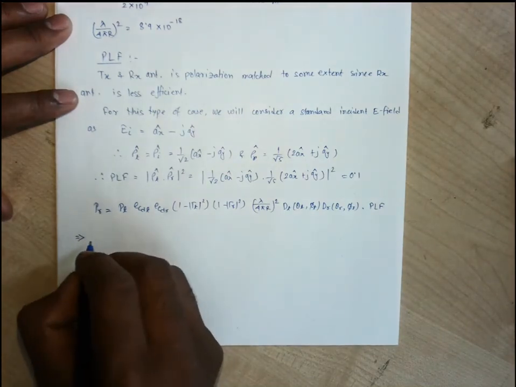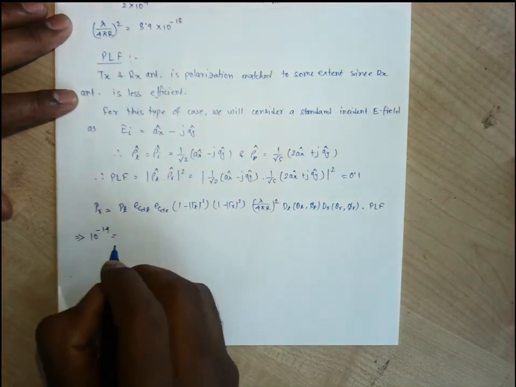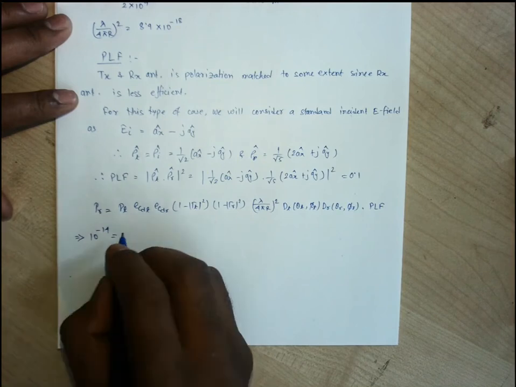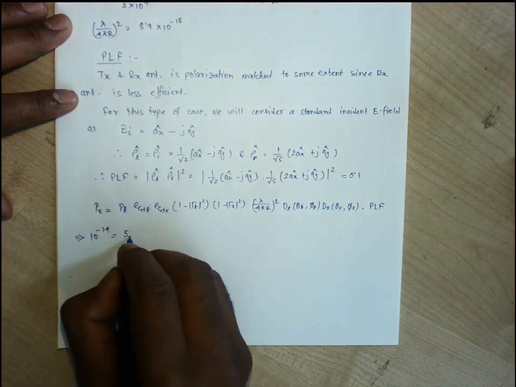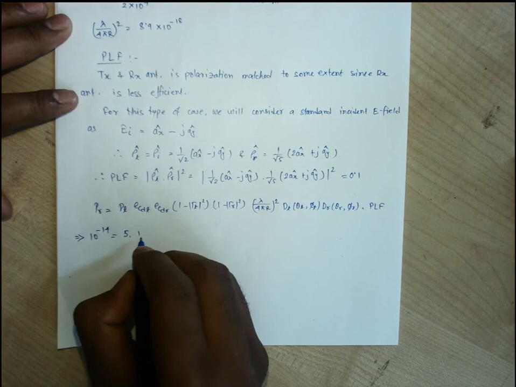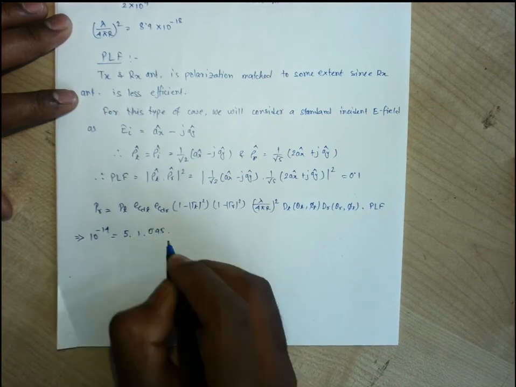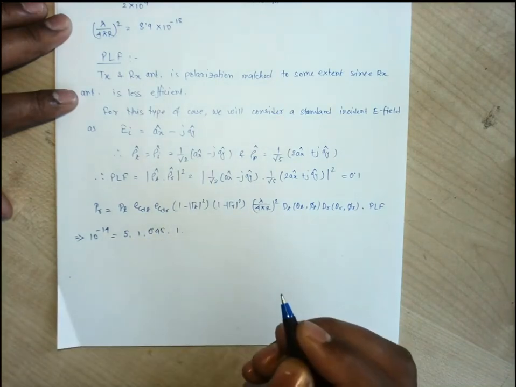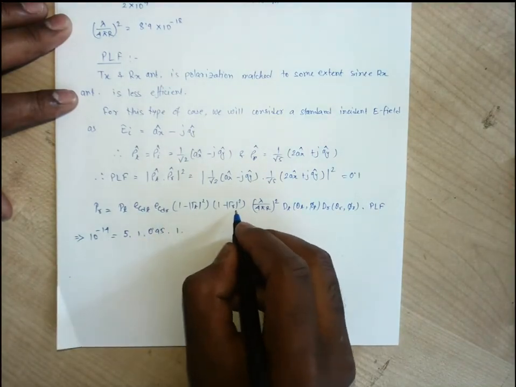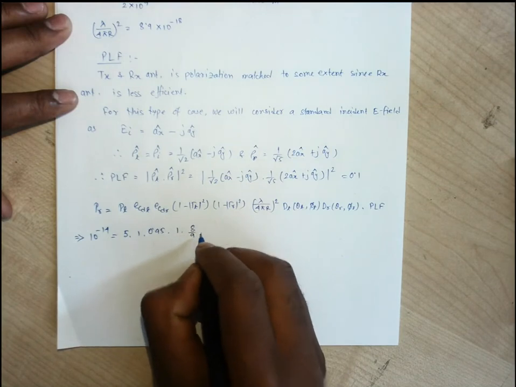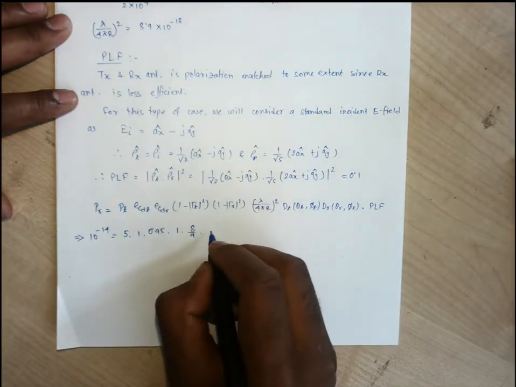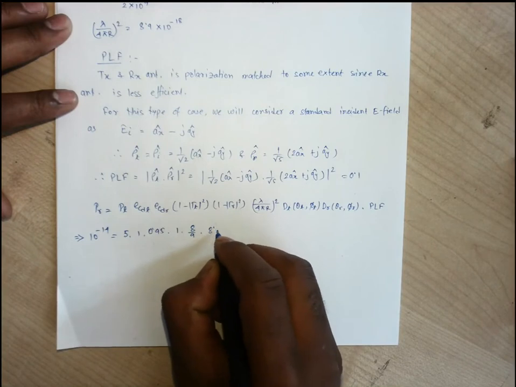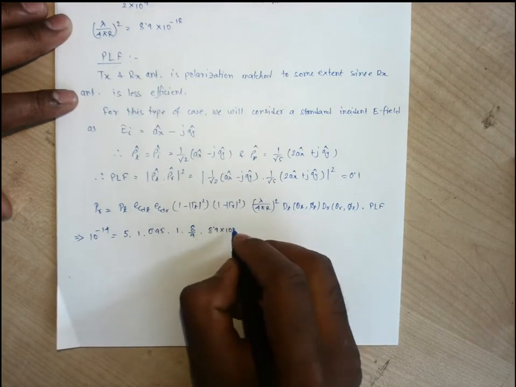So PR it is 10 to the power minus 14, that is what we want at the receiver side. PT is given as 1, ECDT it is considered as 100% efficient, ECDR it is 0.95, 1 minus gamma T it is 1, then 1 minus gamma R square it is coming out as 8 by 9. This value it is 8.9 into 10 to the power minus 18.